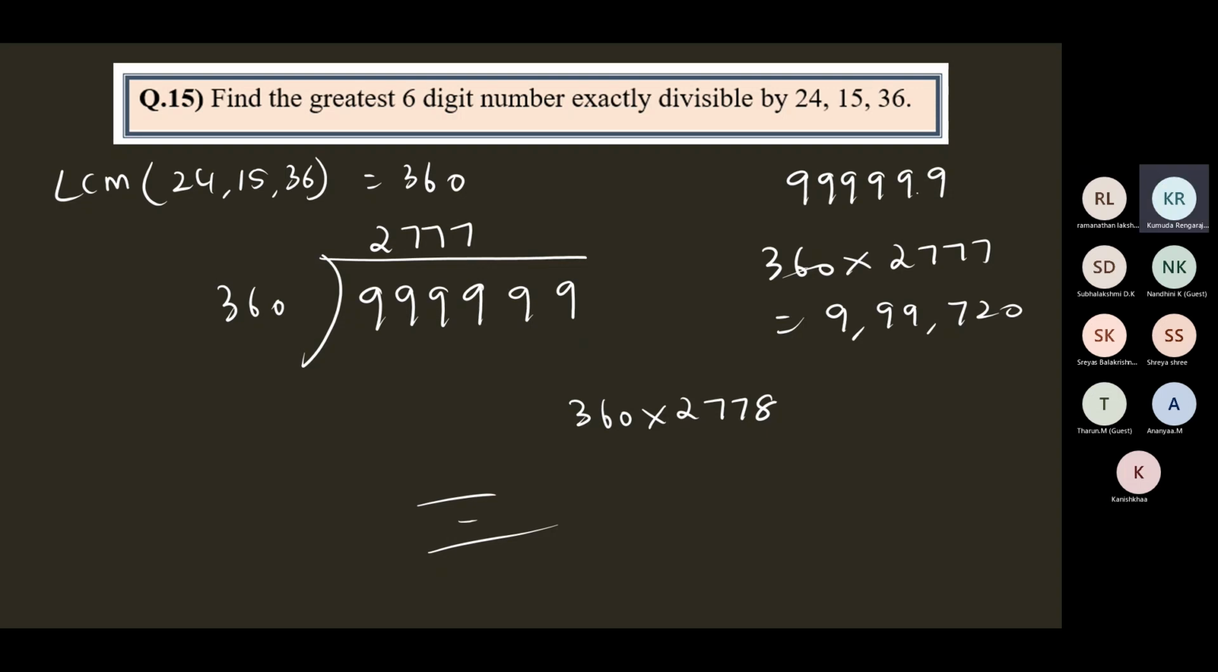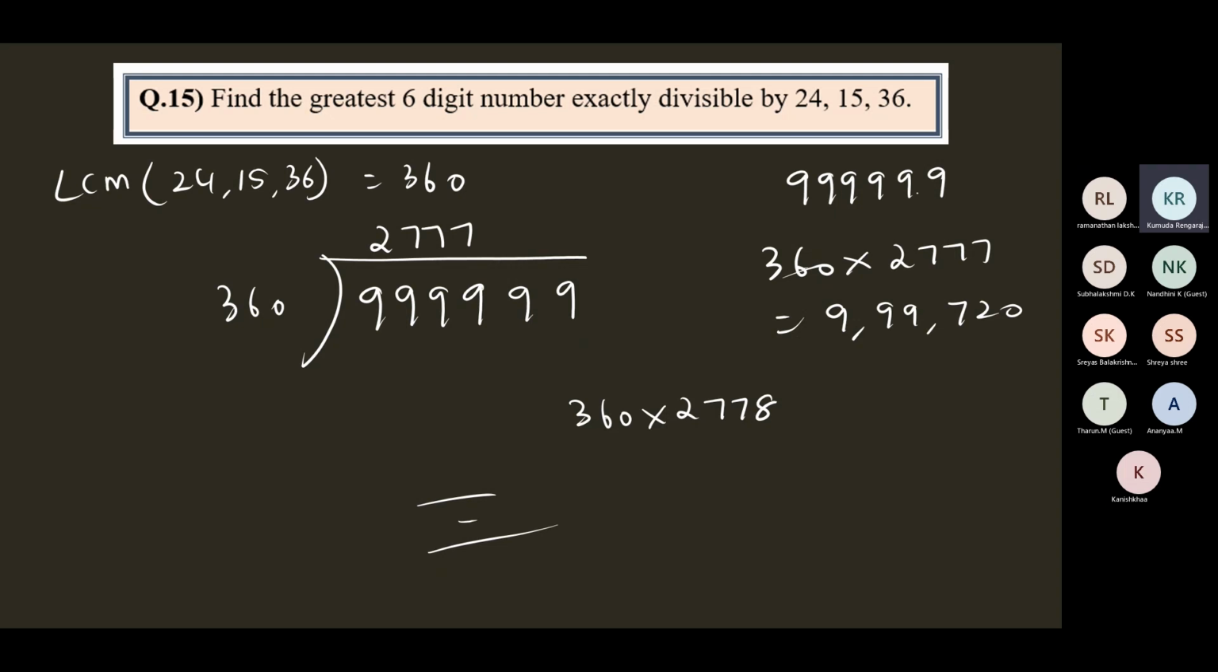So they don't want this answer. The question is, they want the greatest 6-digit number that's exactly divisible by these three numbers. So it should be a multiple of the LCM. That number is a multiple of the LCM. So it can be 360 into 11, 360 into 12, 360 into 13, 360 into 14. We don't know. So to get an idea, we do this long division.